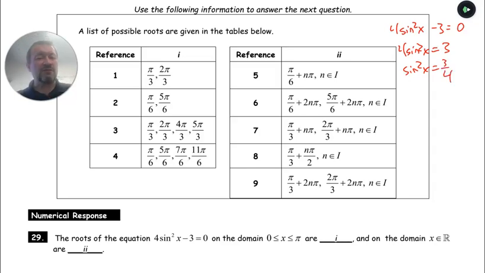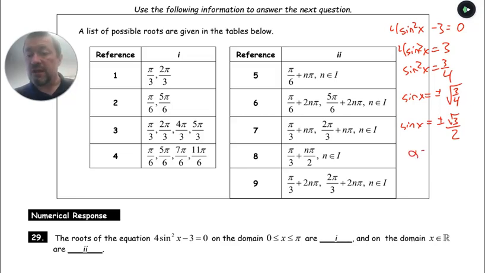And hopefully you're familiar enough with the unit circle, you can kind of see where this is going. If I take the square root now of both sides, I will get positive and negative the square root of 3 over 4. Now, I'm not going to do much with the square root of 3, but the square root of 4 is 2. So I'm asking, where does sine around the unit circle become root 3 over 2?